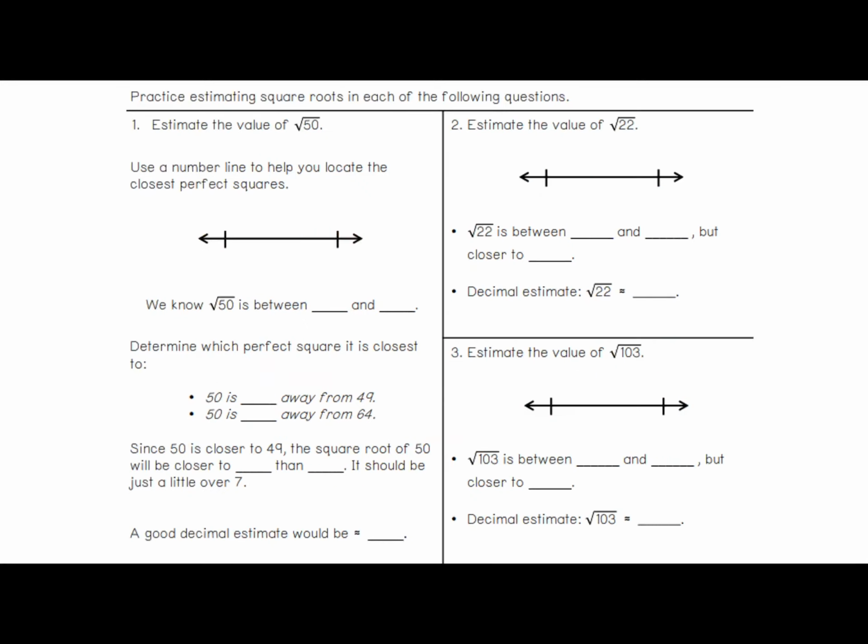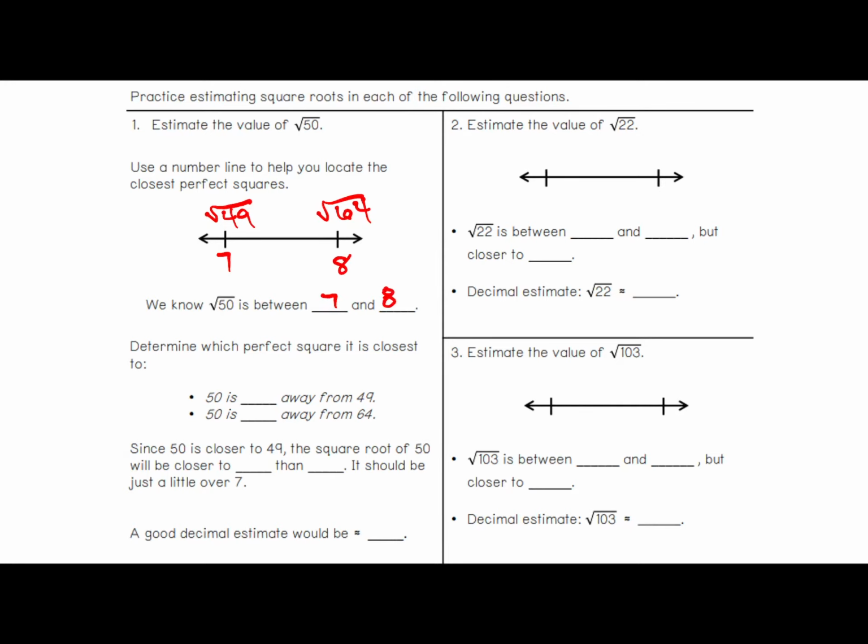So what are we going to practice? We're going to estimate the value of the square root of 50. We're going to use the number line to help locate the closest perfect squares. 50 falls between 49 and 64, which are the squares of 7 and 8. So we know the square root of 50 is between 7 and 8.